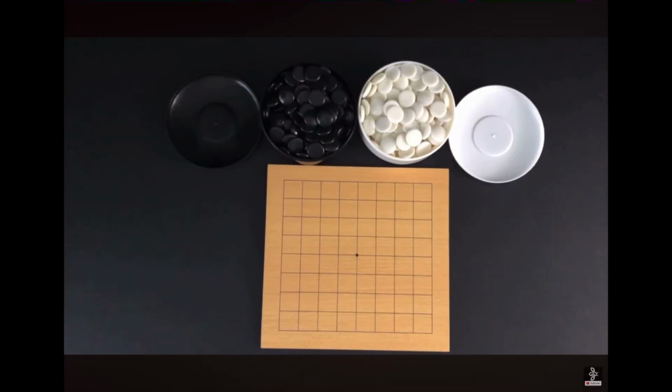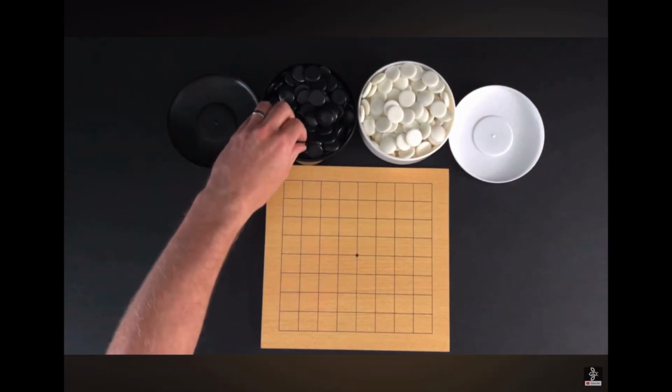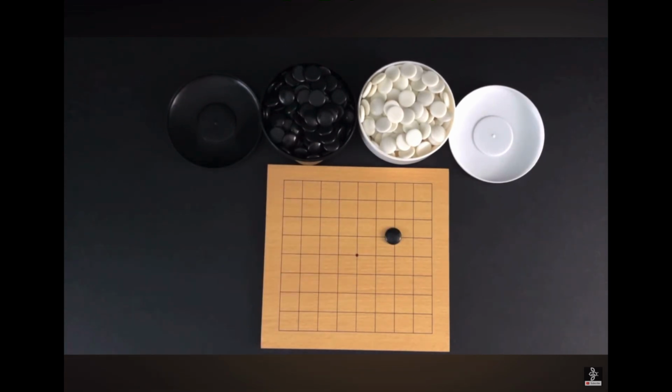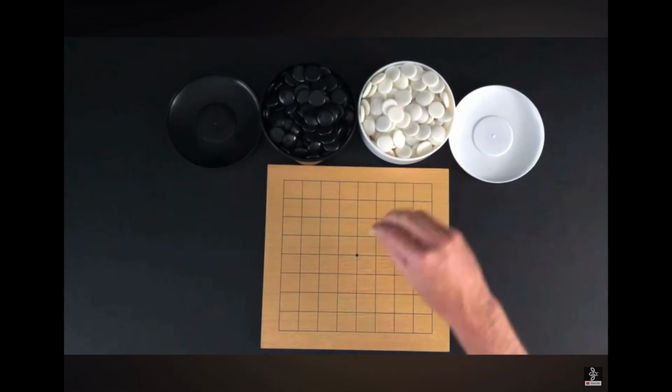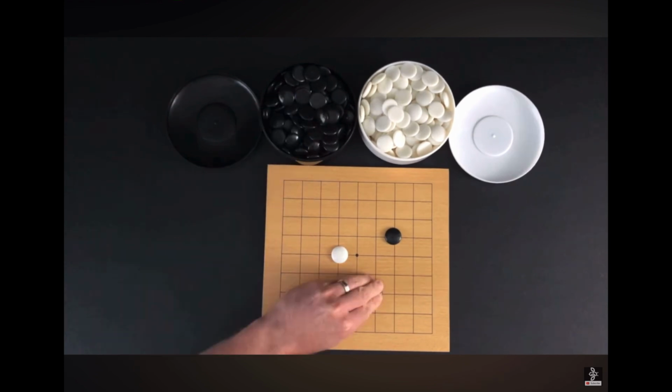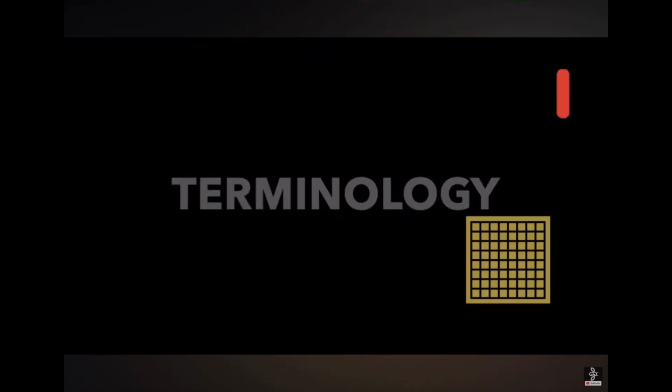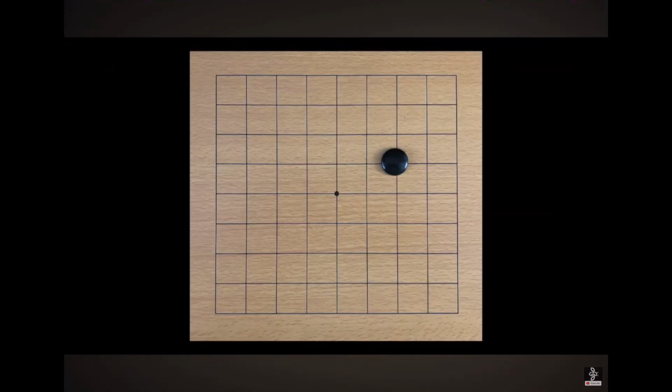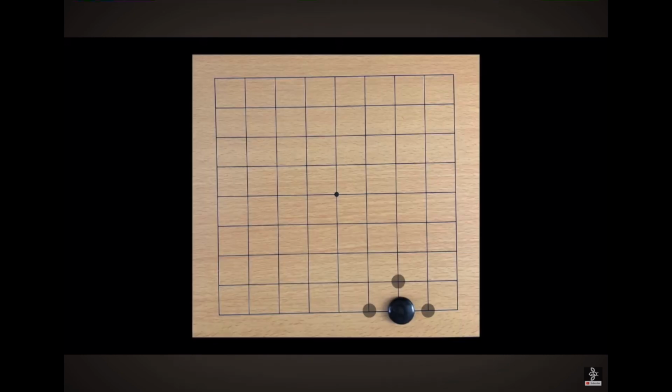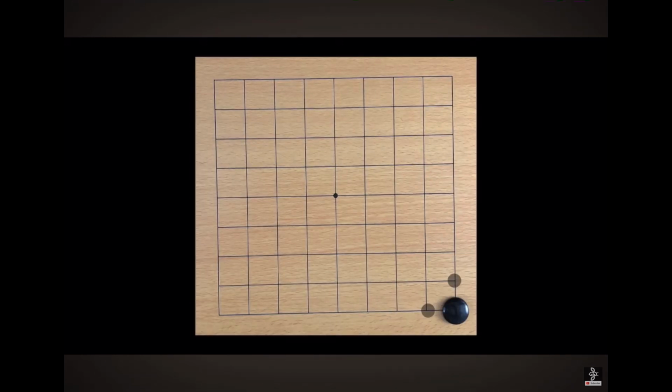The player of the black markers is the first to take a turn. Black plays a marker on the board. After the marker is placed, play moves to white. White plays a marker on the board. Players continue to take turns playing markers. The first term to know is liberties. An open intersection connected to a marker on the board is known as a liberty. Here, the marker has 4 liberties. Here, the marker has 3 liberties. Here, the marker has 2 liberties.